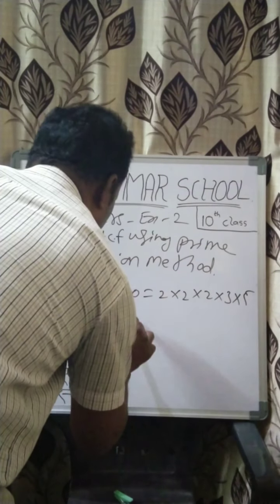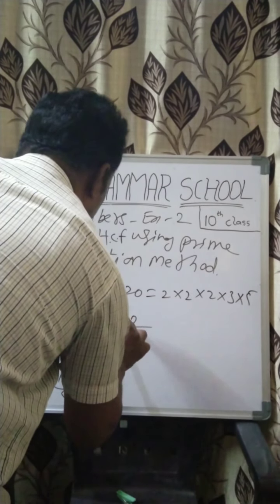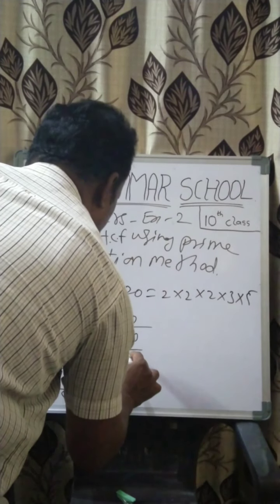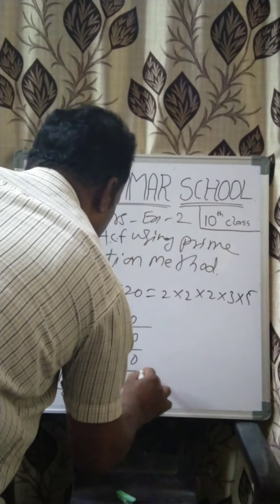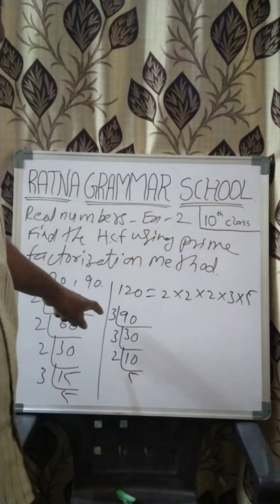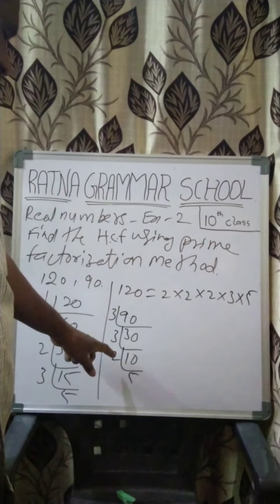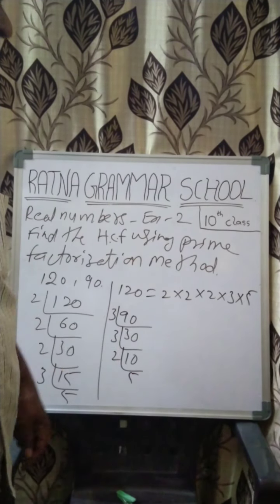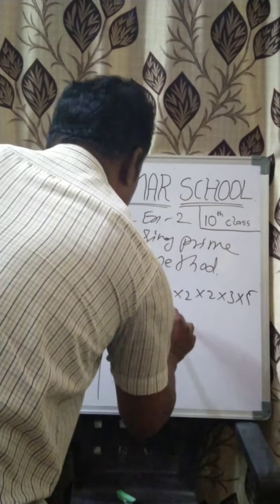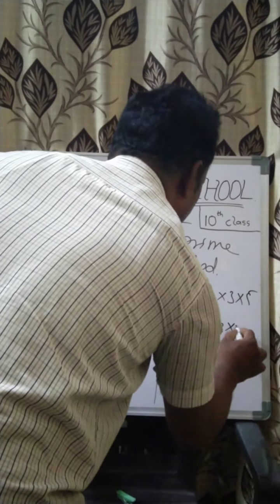Like that, find the prime factors of 90 also. Take the 3 table: 3 threes are 9, 0. Again 3 tens are 30. Again 2 fives are 10. So 3 thirties are 90. Again 3 tens are 30. Again 2 fives are 10. 5 is already a prime number, but don't write it. Now write 90 equals 3 into 3 into 2 into 5.